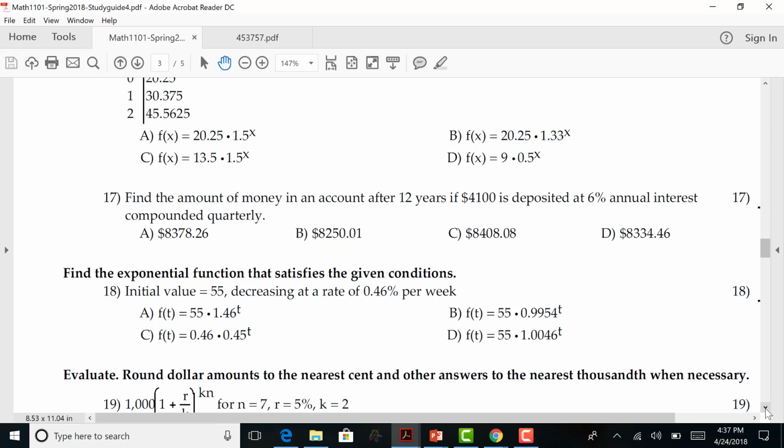Do you remember we learned something about this raised to the t power? I showed you that the base b could be written with 1 minus the rate. If it's decreasing, that's a minus sign. If it says it's increasing, that's a plus sign.